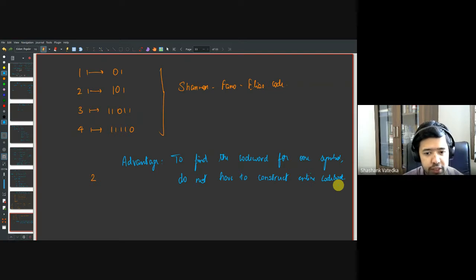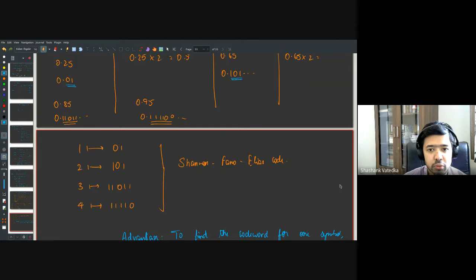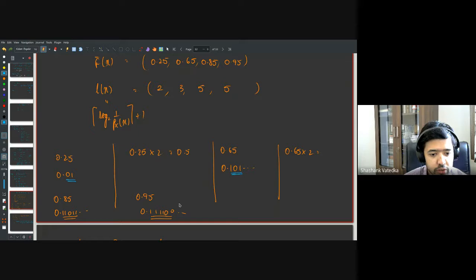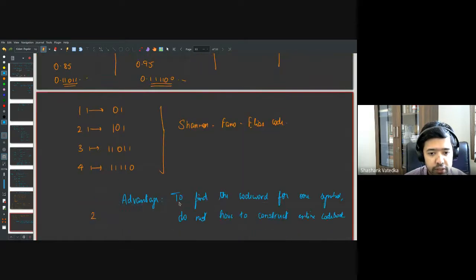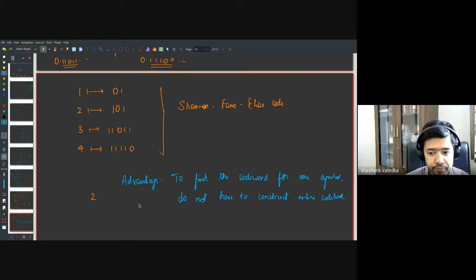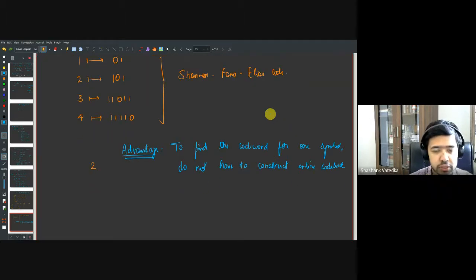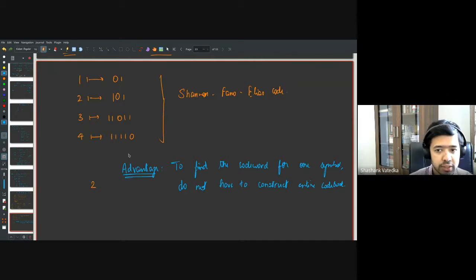Whereas in this case, it seems to be simpler, because once you compute f bar of x and L of x, that is all that you require, right? And that seems simple, and it's an advantage that we will make use of as we go along. Okay, so just keep this in mind. This key advantage is that we can construct code words on the fly without constructing the entire code book. All right. Any questions so far? Any question regarding the example?